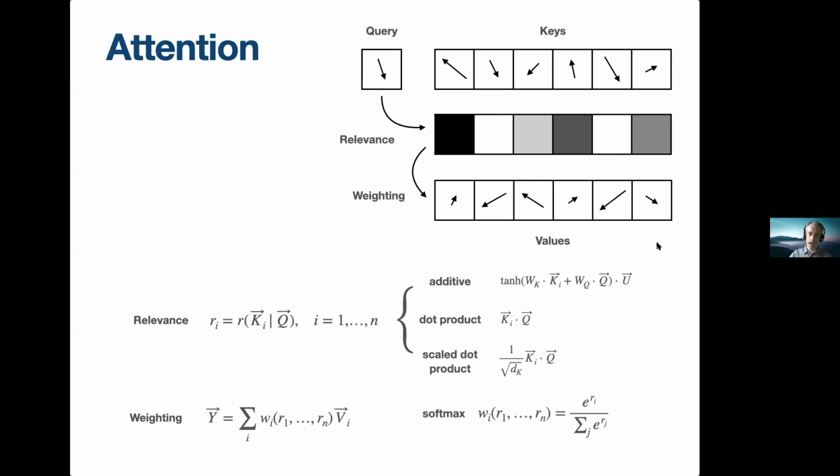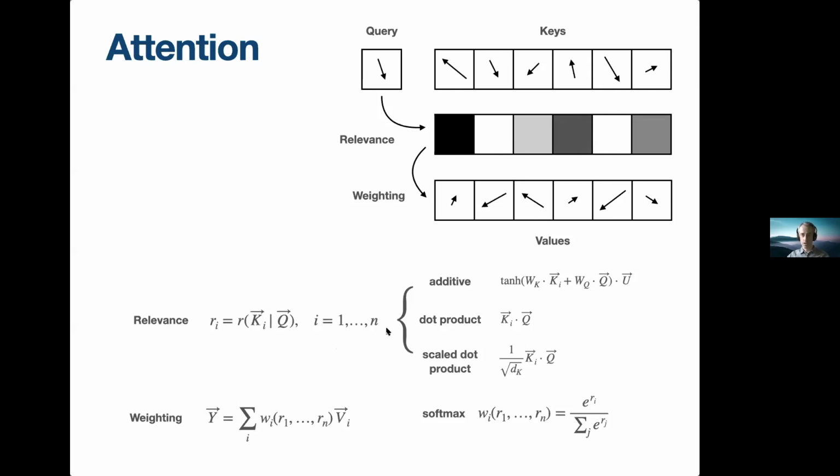Now, so far, I haven't really written any equations. So let's get more specific. Relevance is a function which takes in a key and a query. Given the ith key, it tells you the relevance score of that ith key to the query Q. So we have one relevance score for each of these n entries.